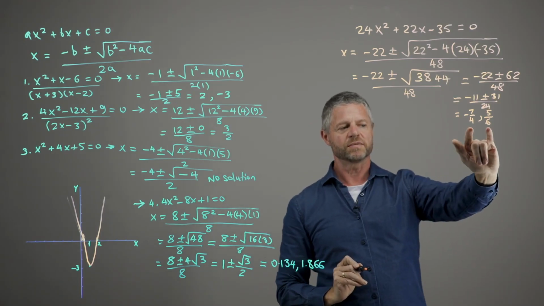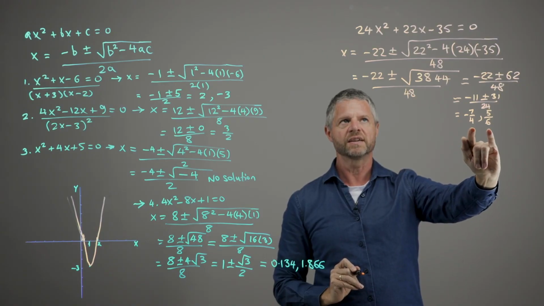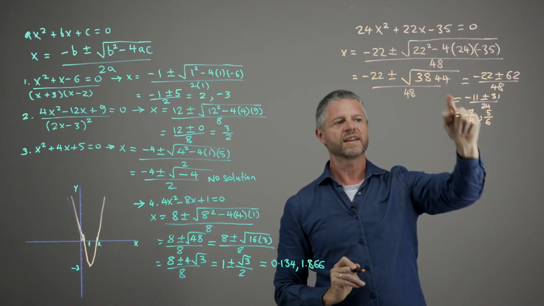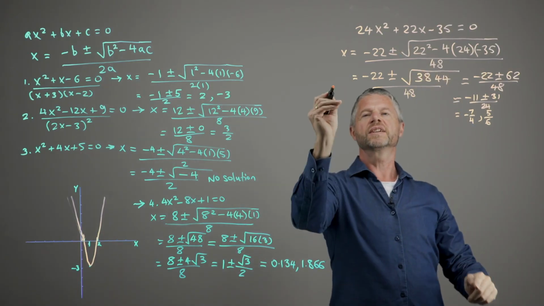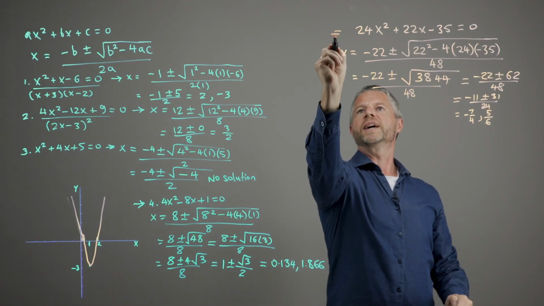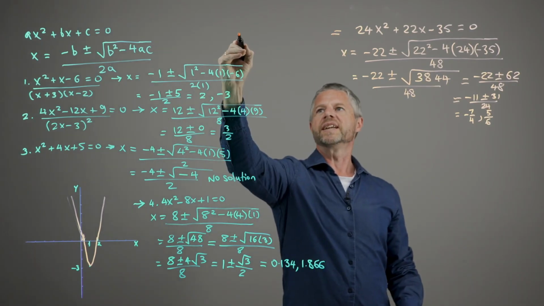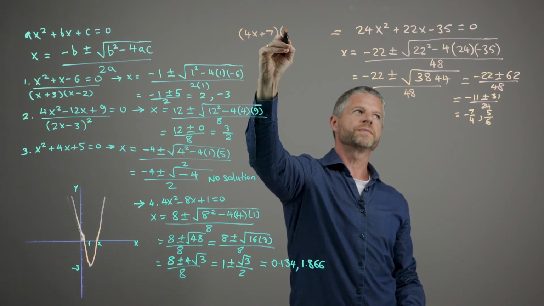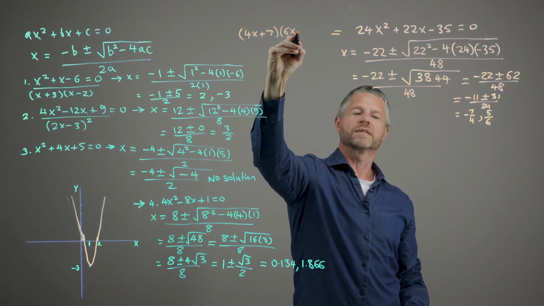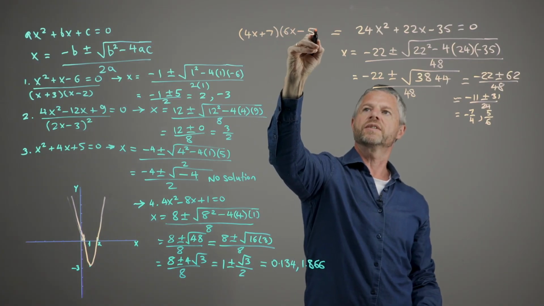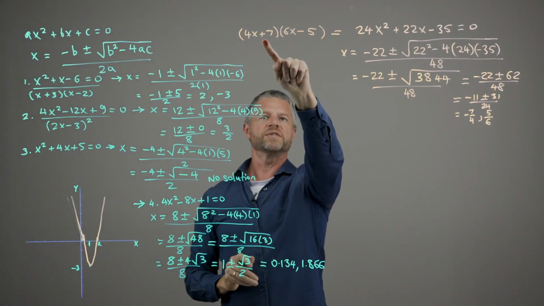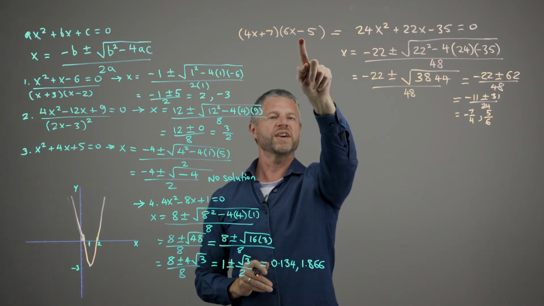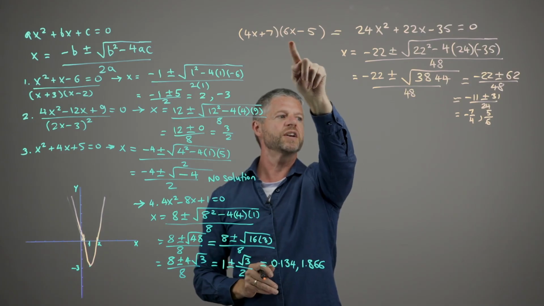So given that we've got rational numbers here, it turns out that we could have factored this, and the factors, we'll go this way. We end up with 4x plus 7 times 6x minus 5. So this is what gives rise to the root minus 7 over 4, and this factor is what gives rise to the root 5 over 6.